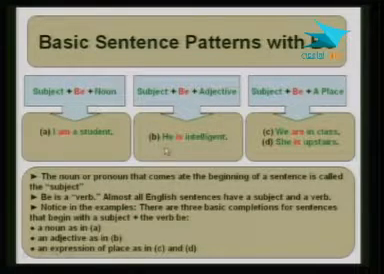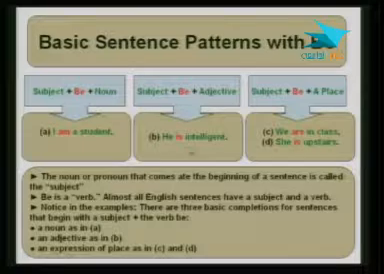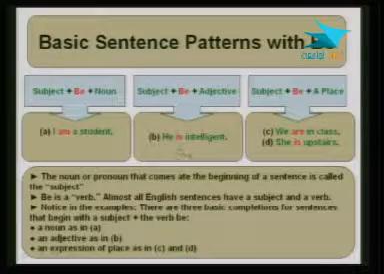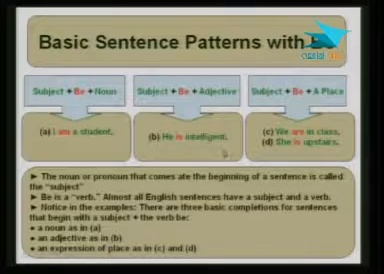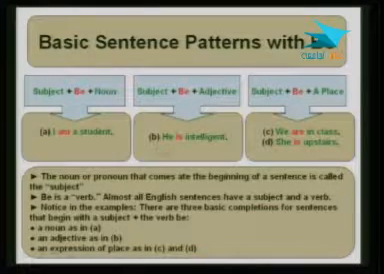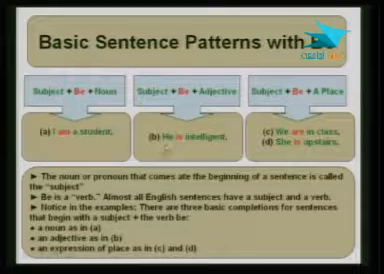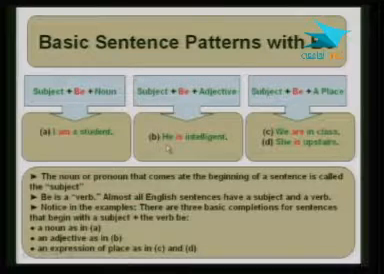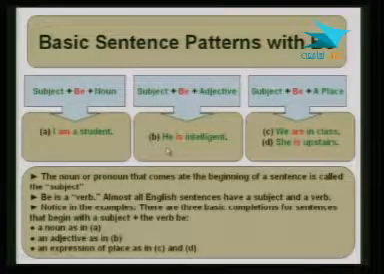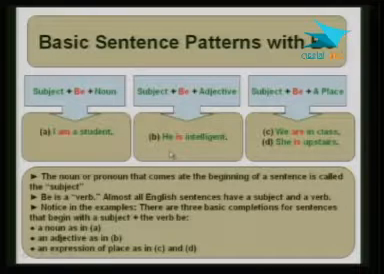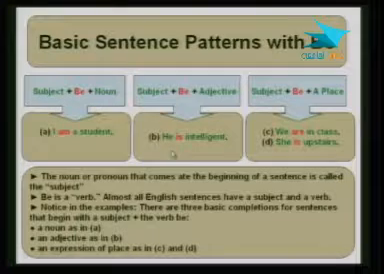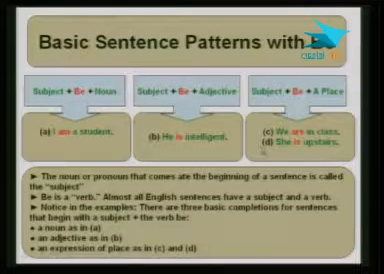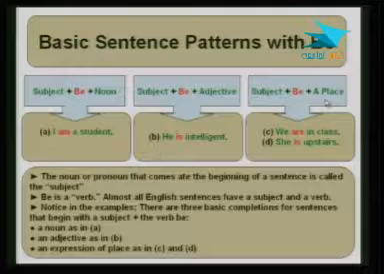And here's the example. He is intelligent. We also can say he is smart, he is happy, he is hungry, and we can also use other pronouns, not just he. We can use she, we can use they, you, or a singular noun and singular pronoun, or singular or plural noun. And then the third one is subject, verb be, and a place.